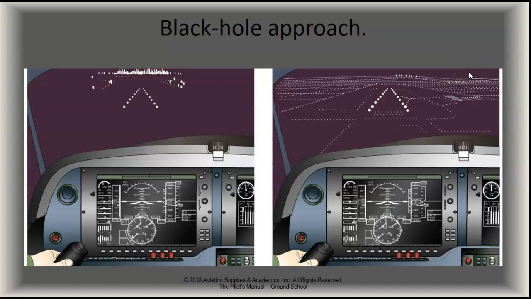Another visual illusion that you can experience at night is called the black hole approach. This can occur when you're on approach to a runway at night that has very few visual references around it. There's no lights, nothing to help you make a judgment about whether you're on the right path down to the runway. It can actually cause you to fly a very low approach because there are no visual references. It looks as if you're too high.